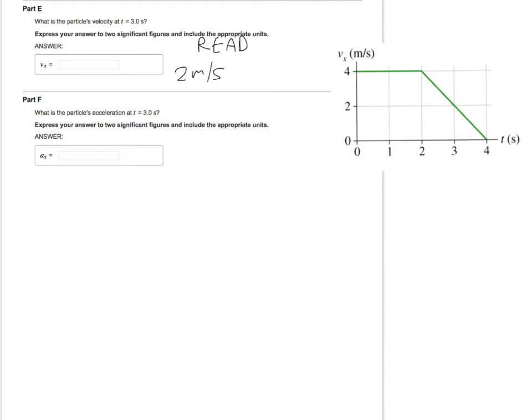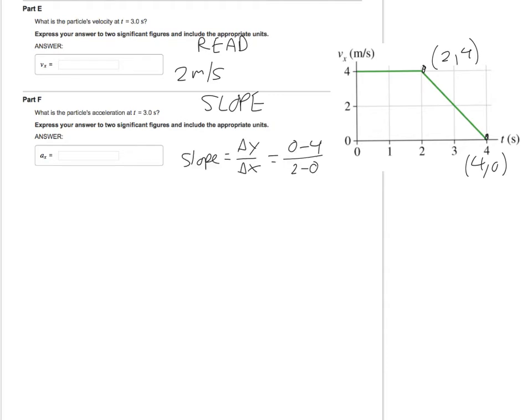And then what is the particle's acceleration at 3 seconds? Well, that is going to be slope. So I'm going to pick some points here. We have (2, 4) and we have (4, 0), and I'm going to find that slope. And so I end up getting that my slope, which is my acceleration, is -2 meters per second squared.